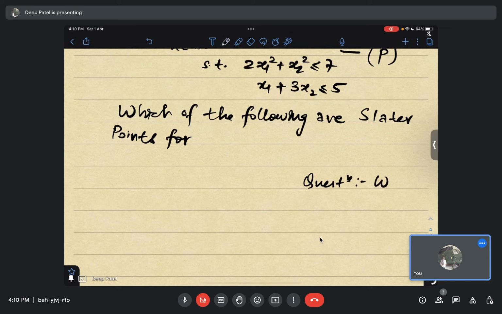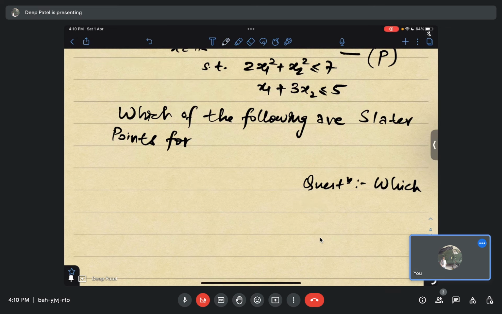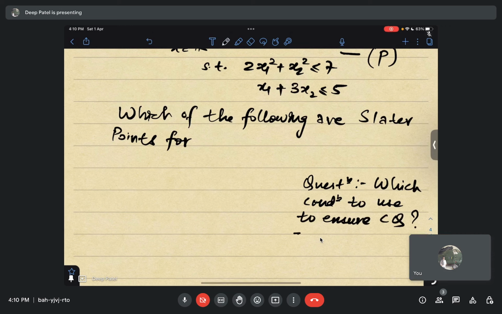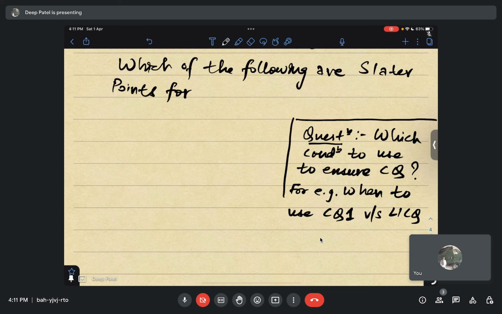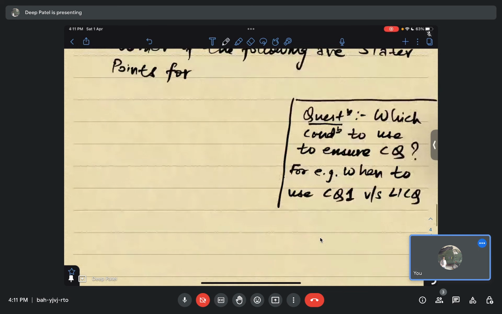So the question is, which CQ, or which condition, to use to ensure CQ? For example, when to use CQ1 versus LICQ. Just any two will suffice to illustrate the point. Yeah, I'll check and get back to you on that. Yeah, sure. Thank you.